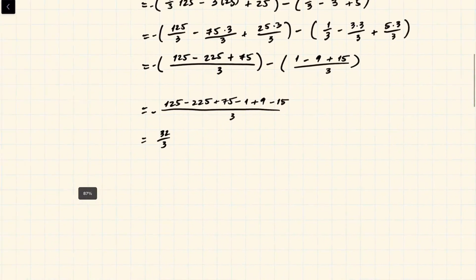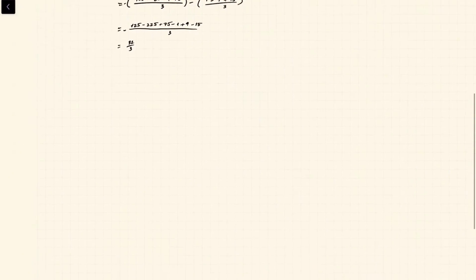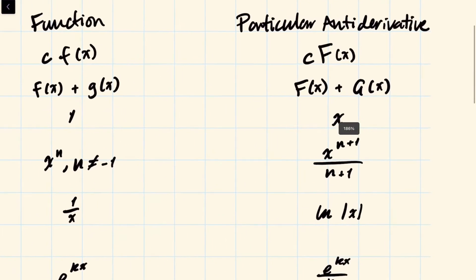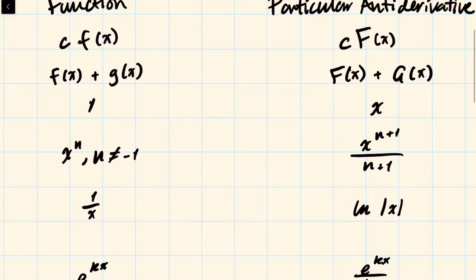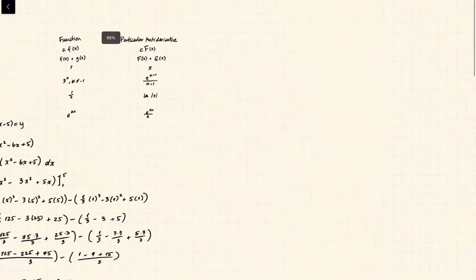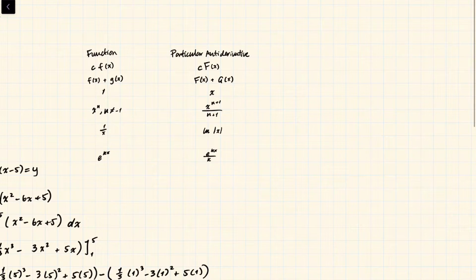Before I continue, I'm just gonna copy and paste some of my integral rules that I have here. So up here now, I have pasted some of these rules. For a particular function, if you have a constant multiplied by it, your antiderivative is just going to be the constant multiplied by the antiderivative of that function, right? And if you have a sum of functions, your antiderivative is just going to be the sum of the antiderivatives of the two functions. If you have 1, you're going to get x as an antiderivative.